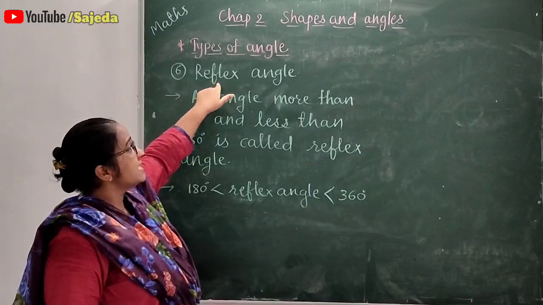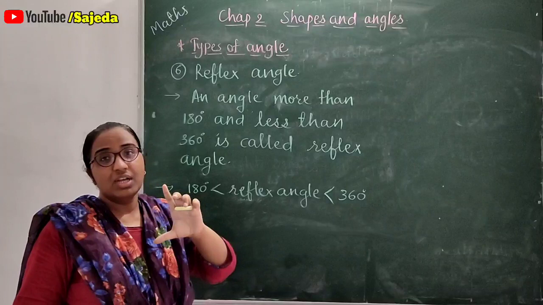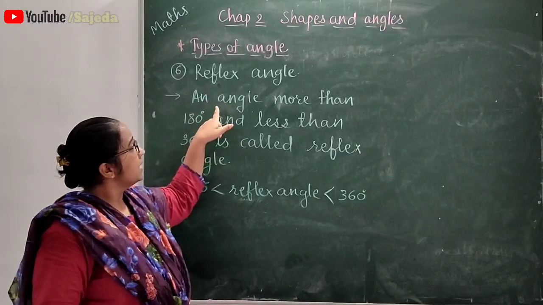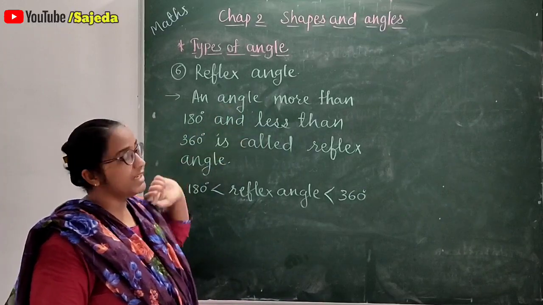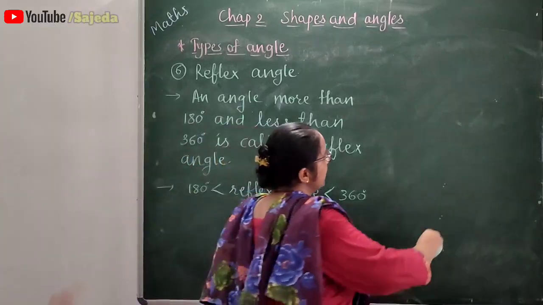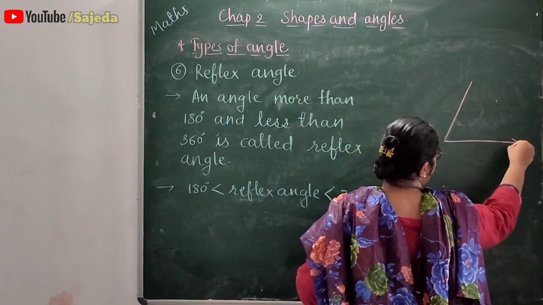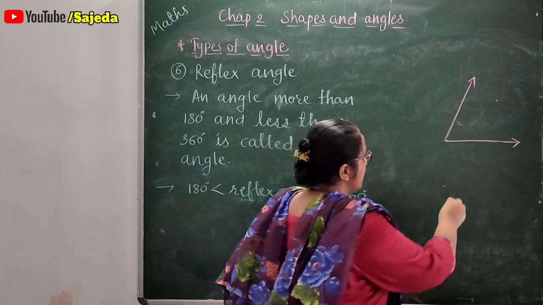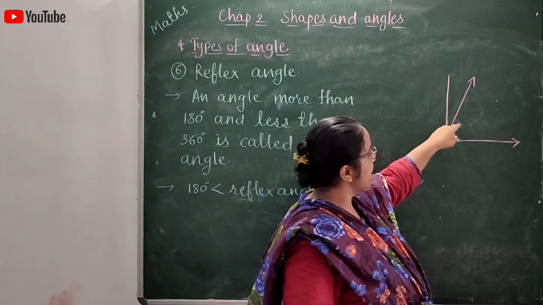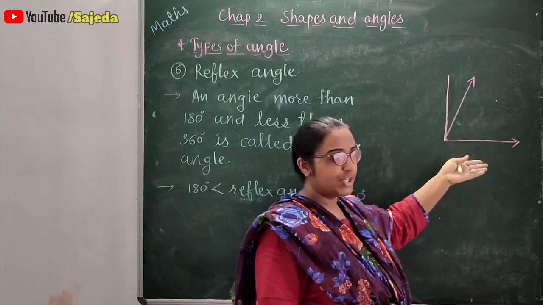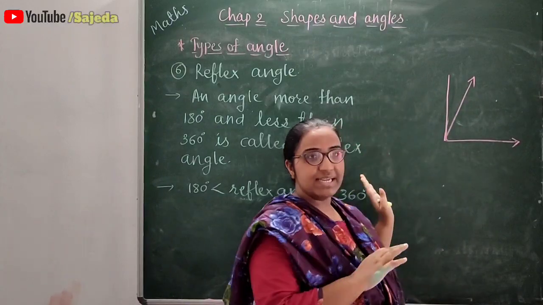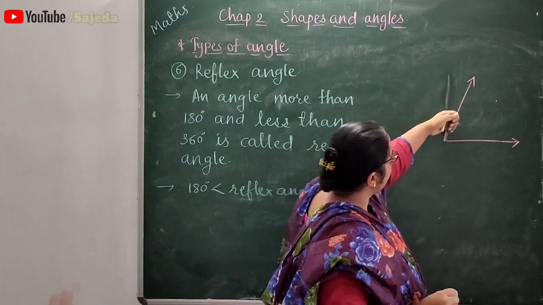Last type of angle is reflex angle. This is also out of your syllabus, but for your information, reflex angle, it is more than 180 degree and less than 360 degree. To understand this type of angle, let's have a figure of an acute angle. Look, if you can't understand, just draw the L shape. If this ray is inside L shape, that means that is acute angle, and if this ray is outside L shape, that means that is obtuse angle. Here it is an acute angle.